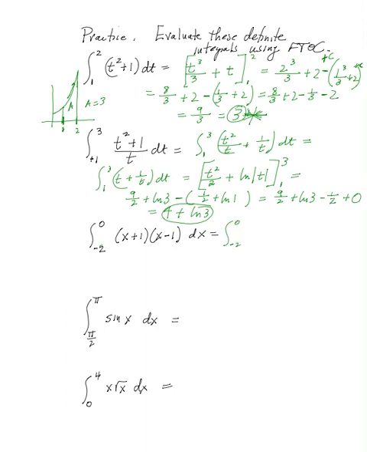First, you have to do some algebra. Multiply x plus 1 times x minus 1 by 4. You get x squared minus 1.